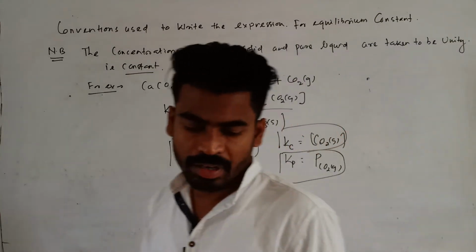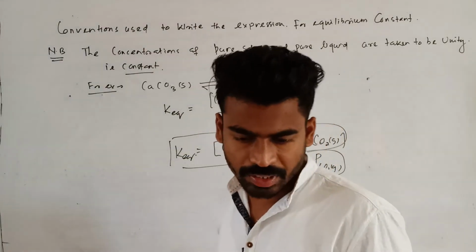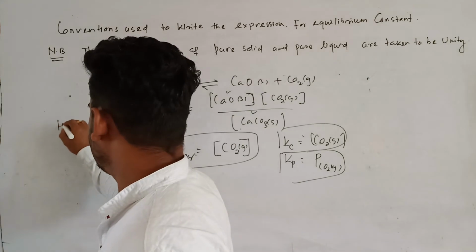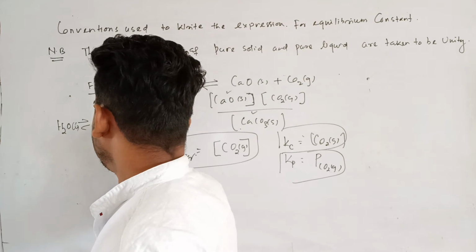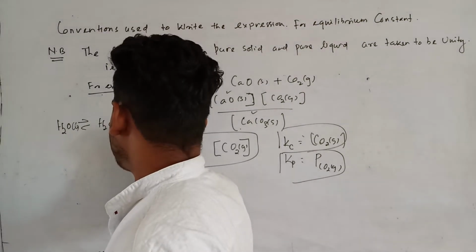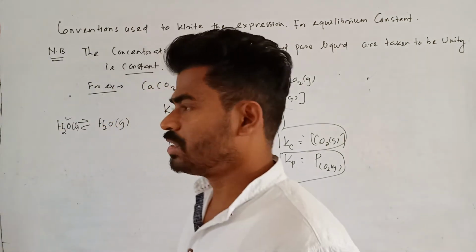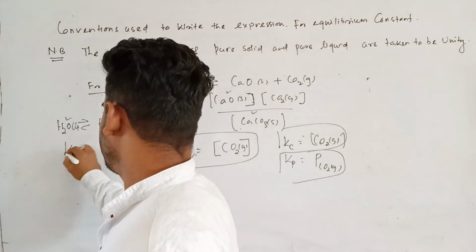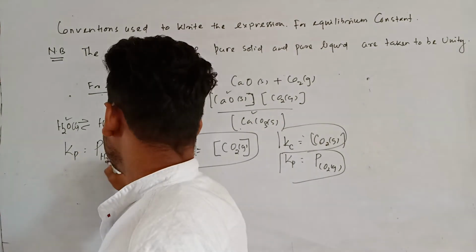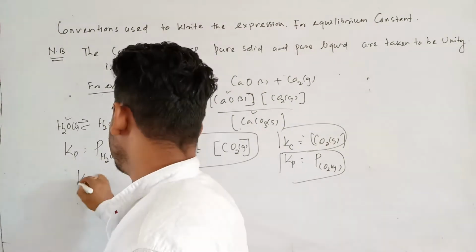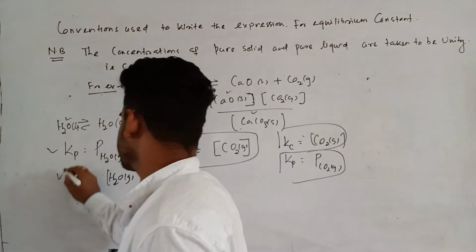Clear? Next, if I consider several examples, the next example I can consider over here is H2O liquid reversibly converted into H2O gas, evaporation I am considering. Okay, so H2O is a pure liquid. If I need to express its equilibrium constant, Kp will be equal to only the partial pressure of H2O gas, or you can say Kc is equal to only the concentration of water vapour. Clear?